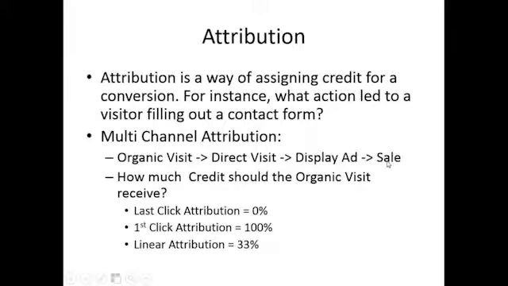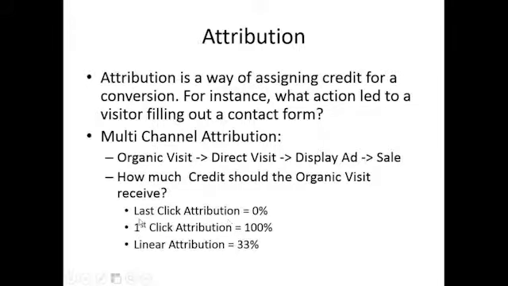How much credit should each of these channels receive for that sale? Well, it depends. There are different forms of attribution that Google talks about. I ask the question, how much credit should the organic visit receive if it was the first one that led to this sale? Well, if we're talking about last click attribution, 0%. It gets none of it. The display ad gets 100% of the credit. Whoever the team was that was running the display ad, this decision maker has decided they get all the credit.